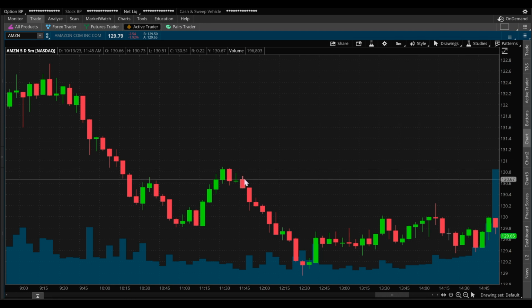So clearly we can see Amazon around lunchtime yesterday, 11:40. There were definitely some key clues that there was going to be a dip. So if you called for puts at this particular time like I did, you were able to ride this down from 130 all the way down to 129. And if you stayed consistent with understanding the charts, you would have ridden it all the way down to that 129.